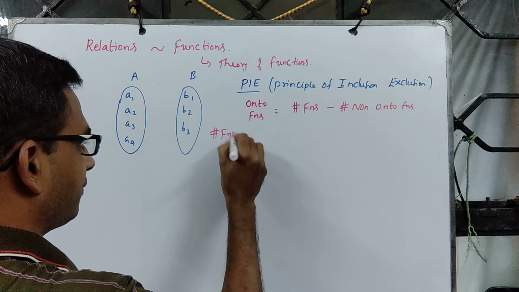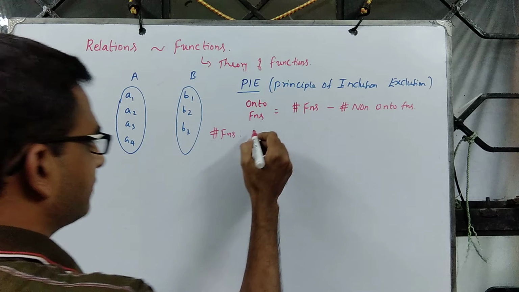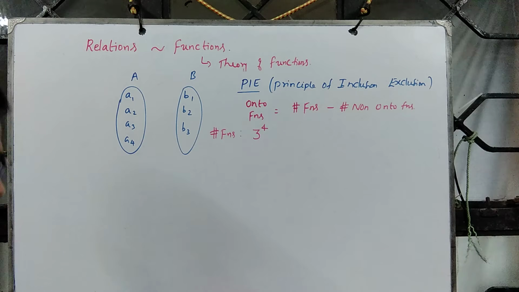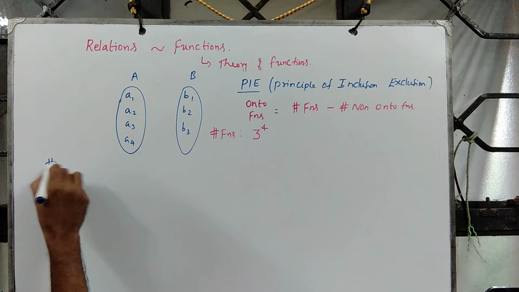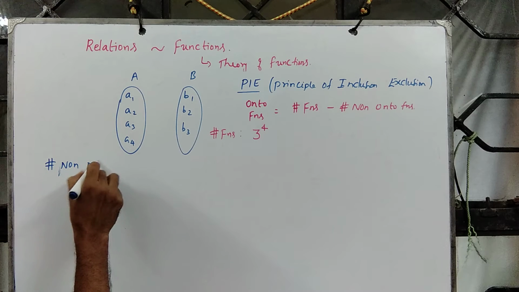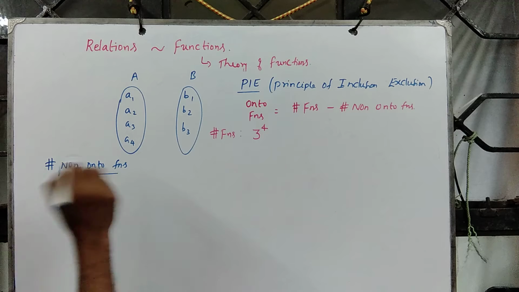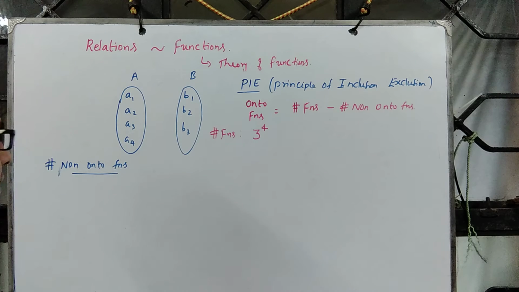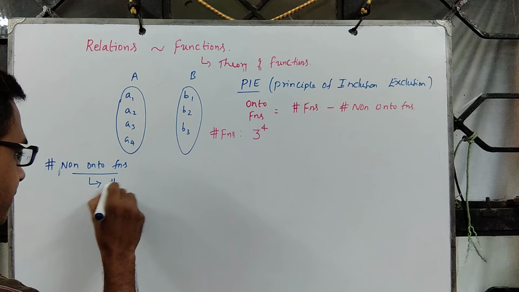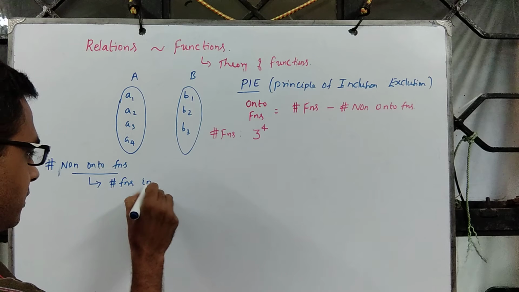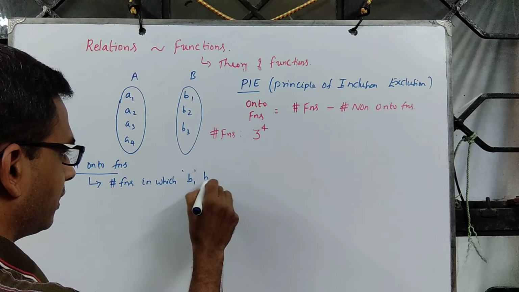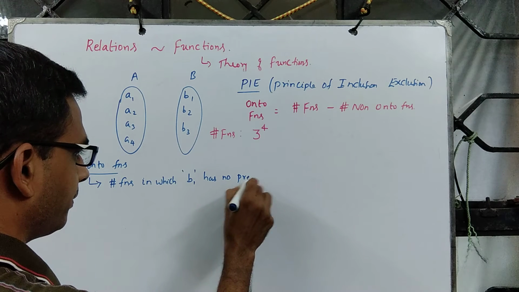So how many functions are there from a set of size 4 to a set of size 3? That is cardinality of B to the power cardinality of A. Now let us count the number of non-onto functions. So the way we are going to count is like this. The number of functions in which B1 has no pre-image.